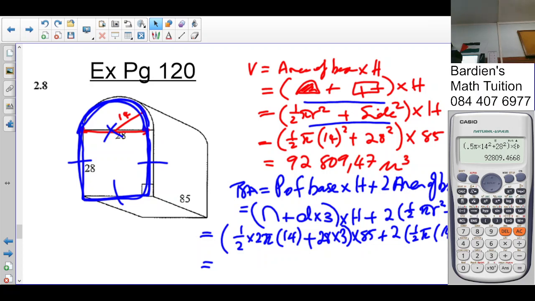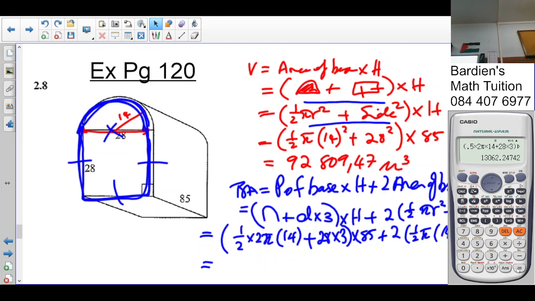Okay, so let's check. So it's going to be 2 times the base, so it's going to be open brackets, half times 2 pi times 14 plus 28 times 3, times 85, plus 2. I get 13,062, is that correct?